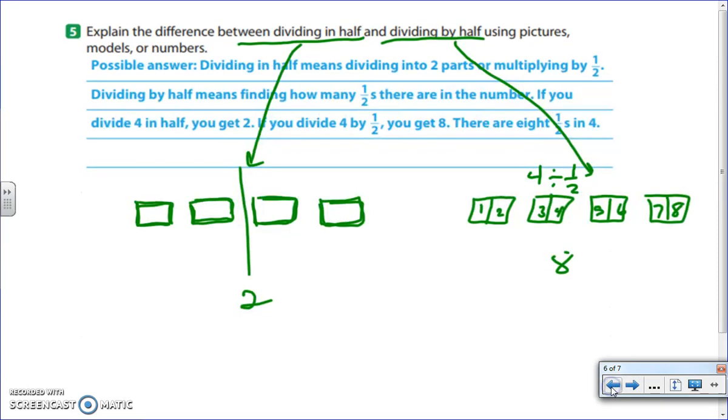Oh, I guess I should show you what the, oh, it's already on there. It says dividing in half means dividing into 2 parts or multiplying by 1/2. Dividing by half means finding how many halves there are in the number. If you divide 4 in half, you get 2. If you divide 4 by 1/2, you get 8. There are 8 halves in 4. Yeah, that's pretty much what I said too.